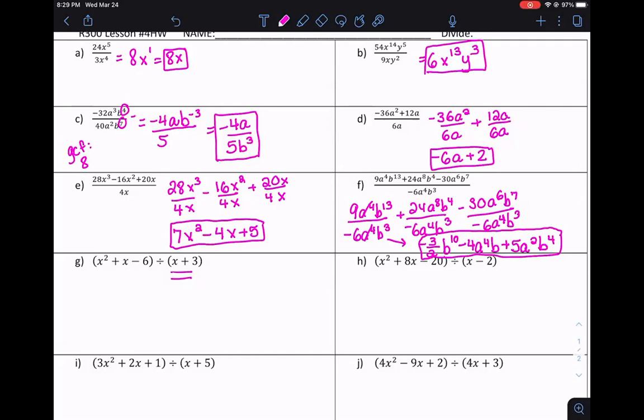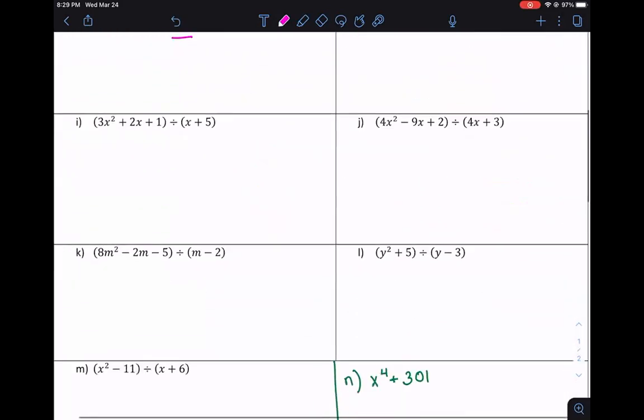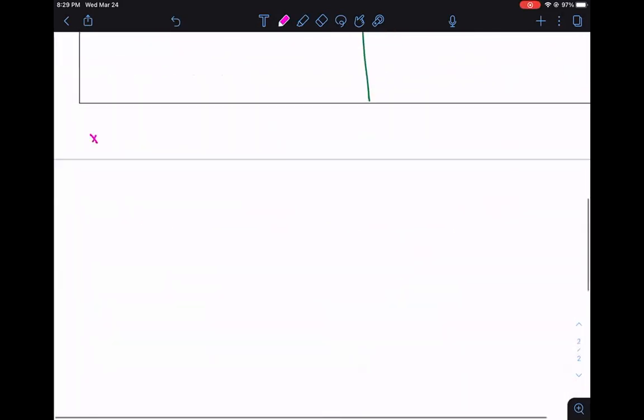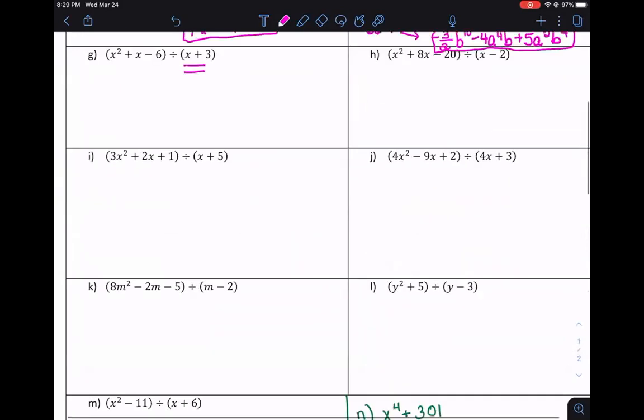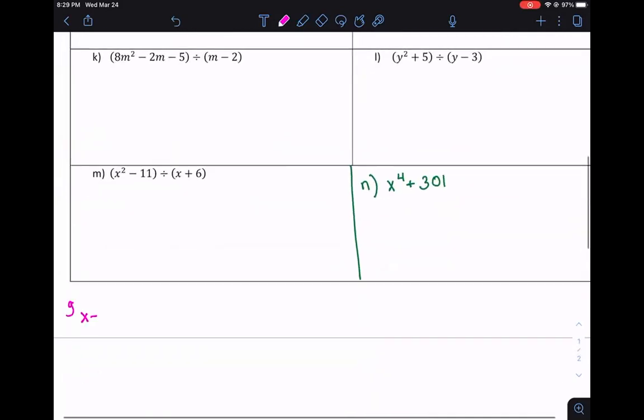So we're going to start with problem g: x squared plus x minus 6 divided by x plus 3. Okay, here we go. First thing we check for is that there are no missing terms. I go from 2 to 1 to the constant, so I'm good to go.